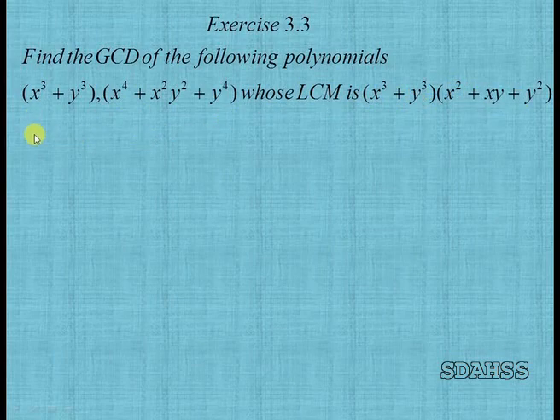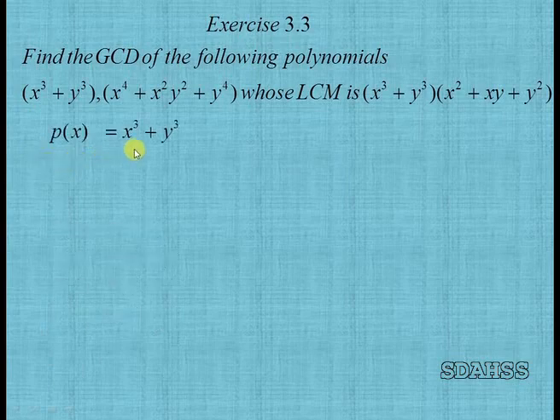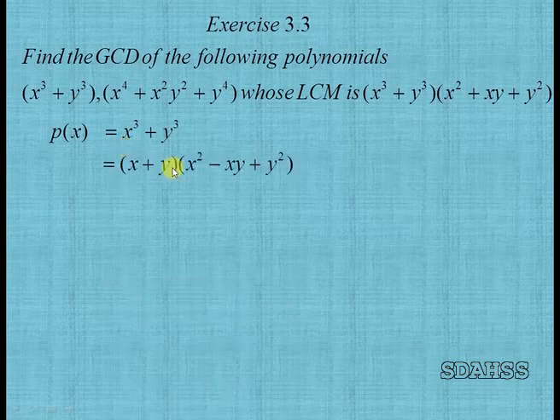Consider the first expression to be p of x. P of x is equal to x cube plus y cube. This is the form of a cube plus b cube. The expansion of a cube plus b cube is (a plus b) into (a square minus ab plus b square). So this can be written as (x plus y) into (x square minus xy plus y square).